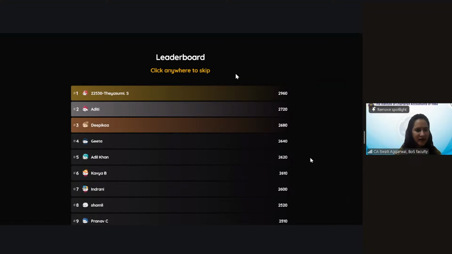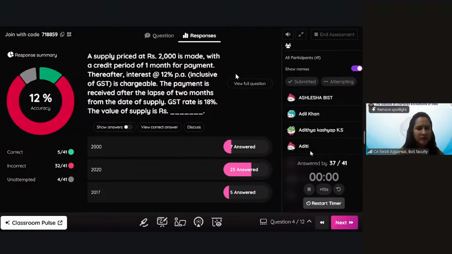In this case, the correct answer has been given by only 5 students, and incorrect by 32. See, 2017 is the correct answer. So GST rate is 18%. Value of supply. This question we have already discussed. Now let's move to the next question.